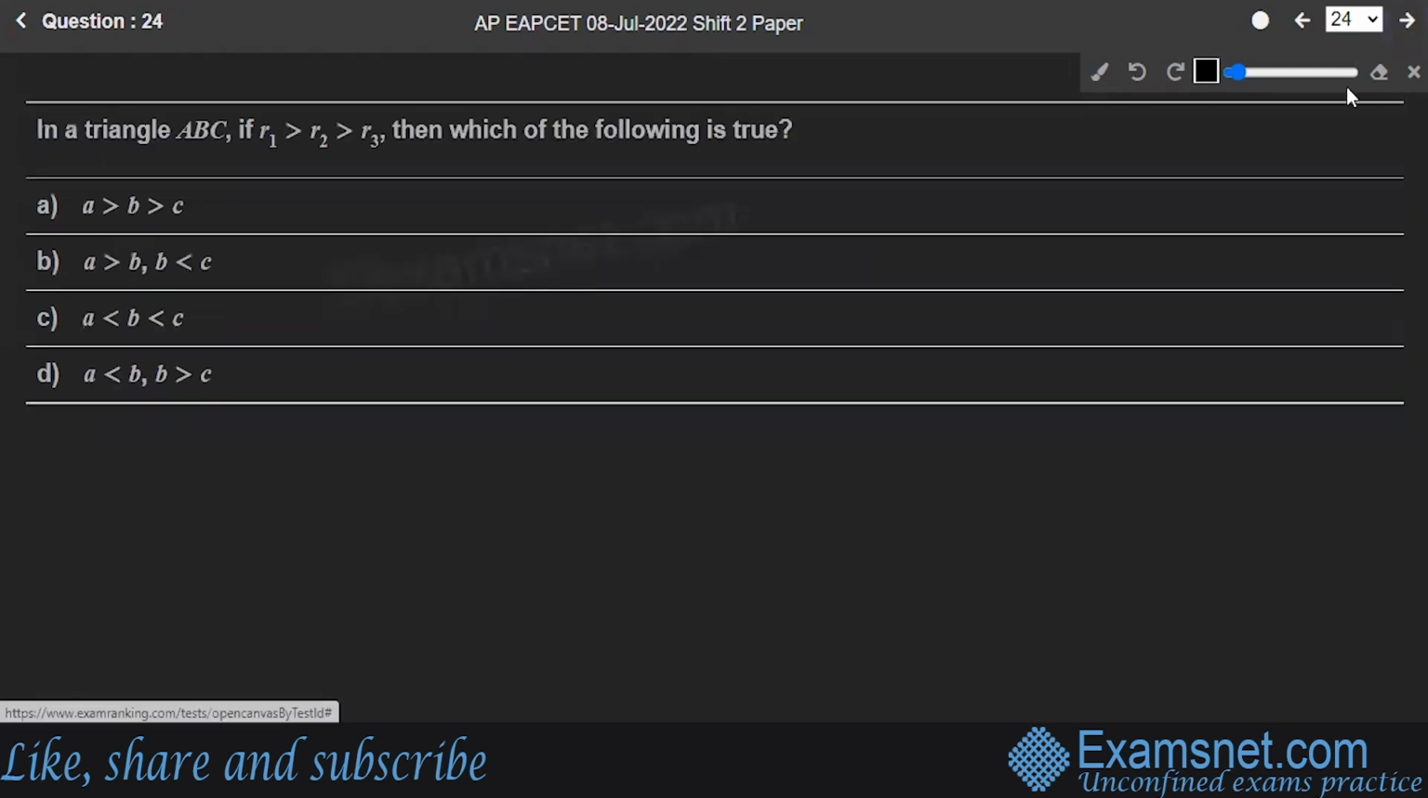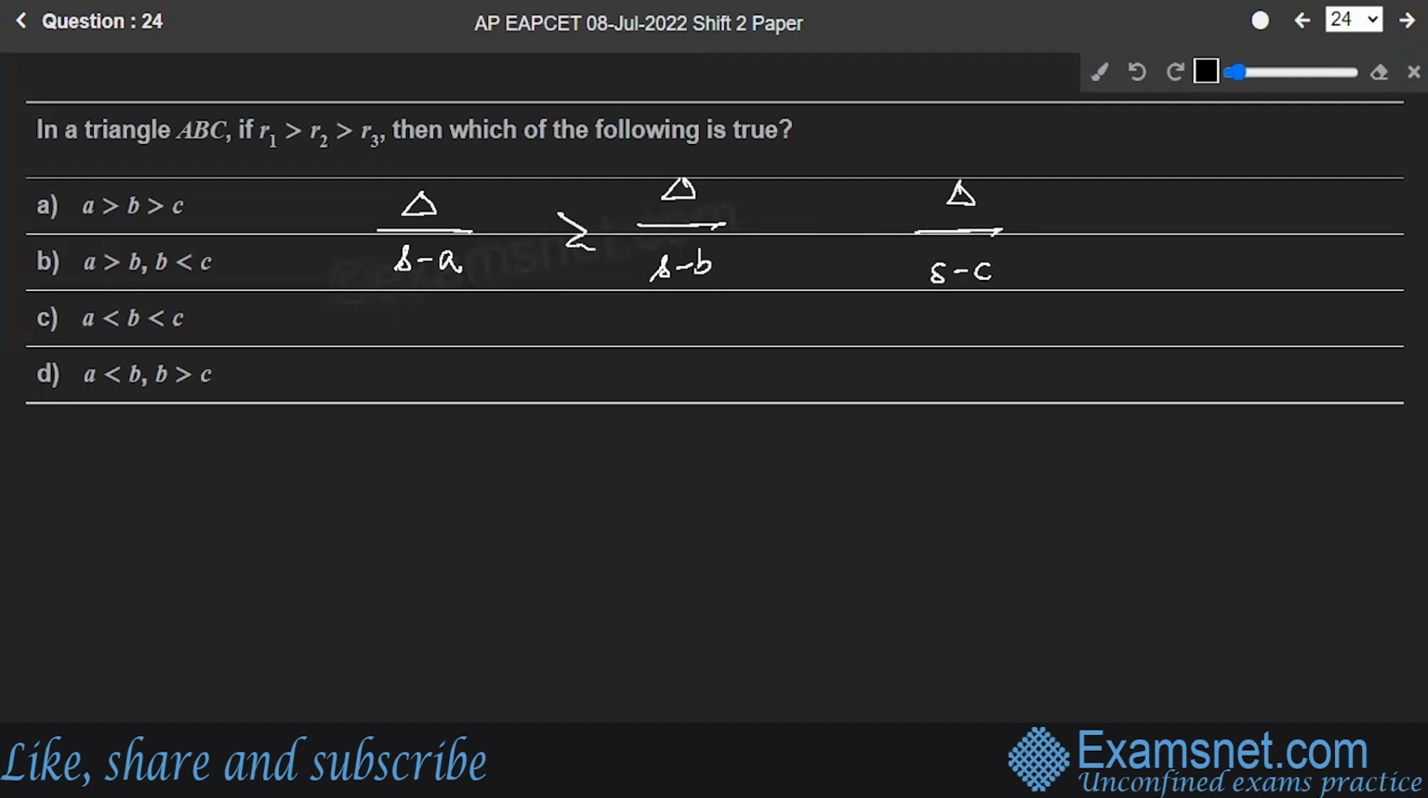Clear? Next is question number 24. So in a triangle ABC, if R1 is greater than R2 is greater than R3, then which of the following is true? Now, what is R1, R2, and R3? See, R1 can be written as delta upon S minus A, R2 delta upon S minus B, and R3 delta upon S minus C. It's given that they are having this order. This is greater and this is greater than this, right?